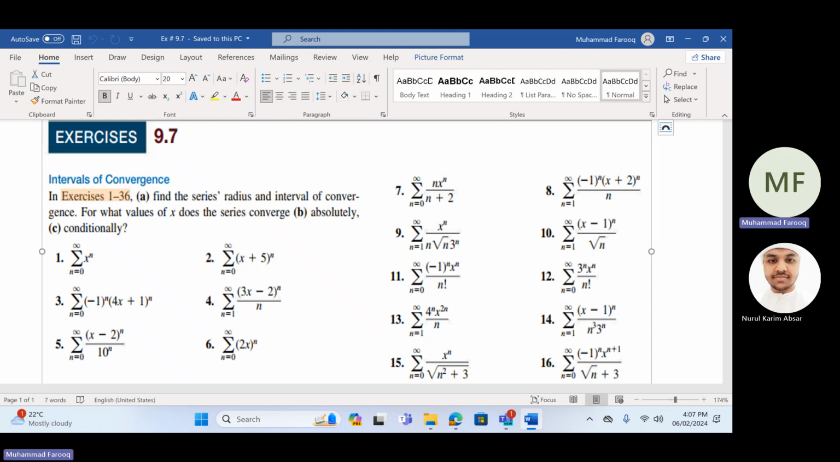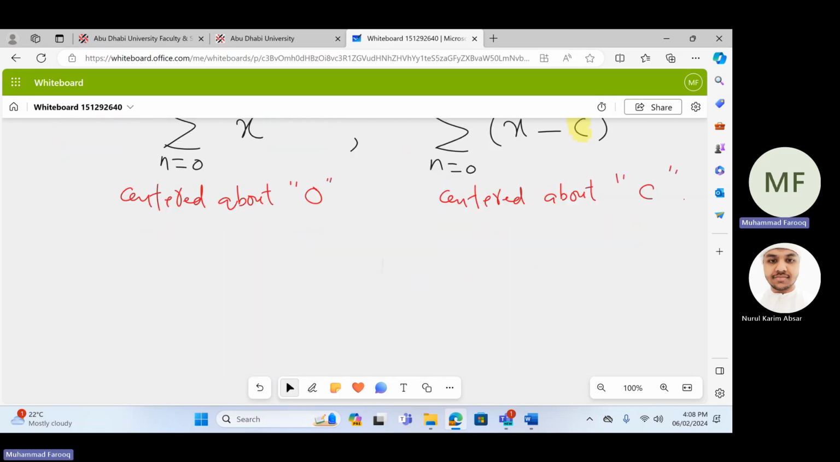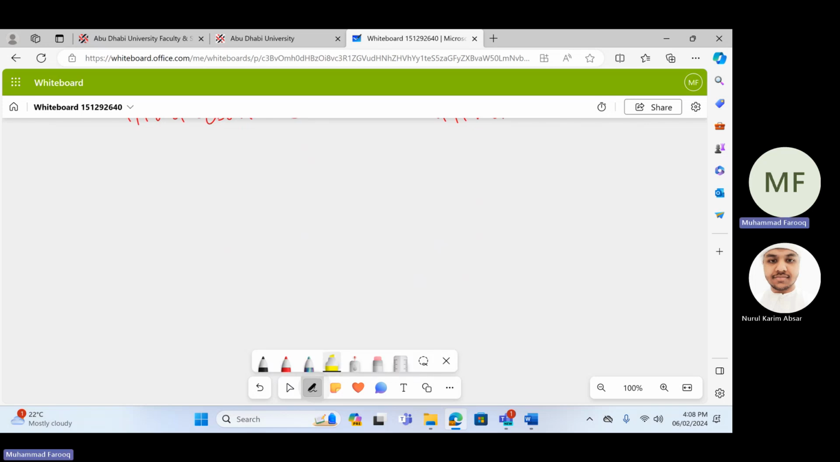I already discussed how to check that it is a power series: if x is involved, it's very clear it's a power series. Then I told you how to check what it is centered about. Now I will explain how to calculate the interval of convergence and the radius of convergence, please. Actually, the power series has three possible cases. Case number one.